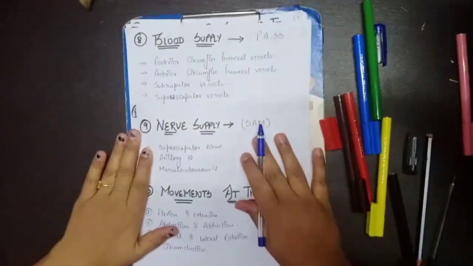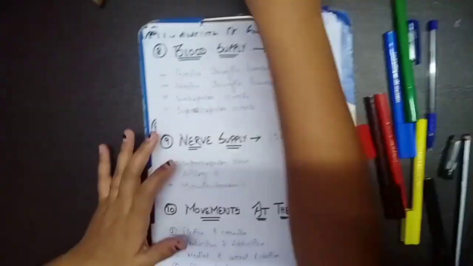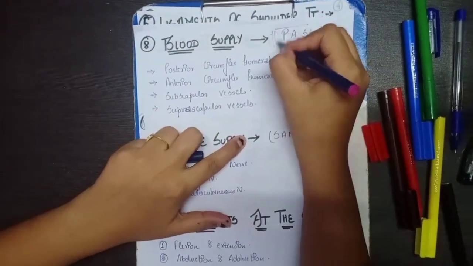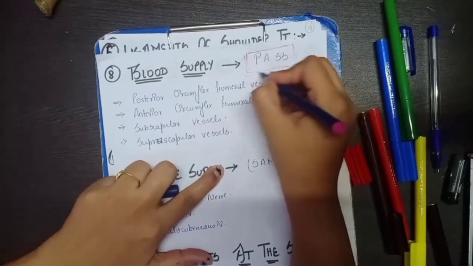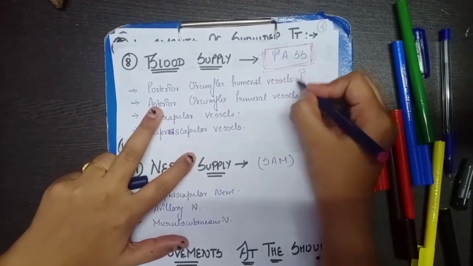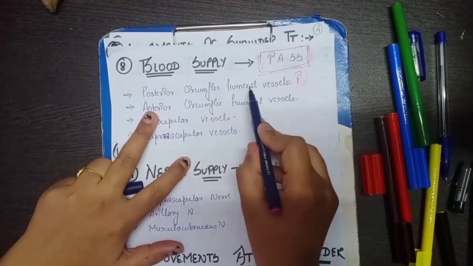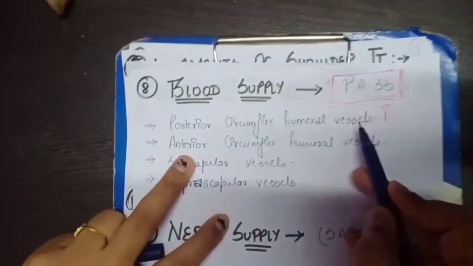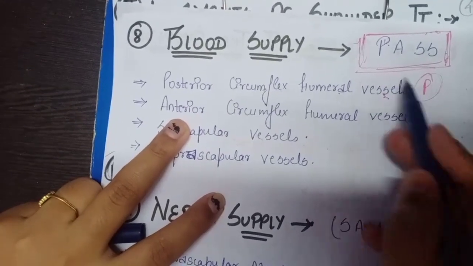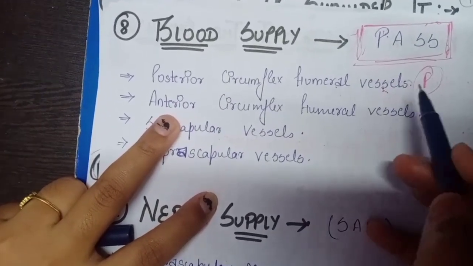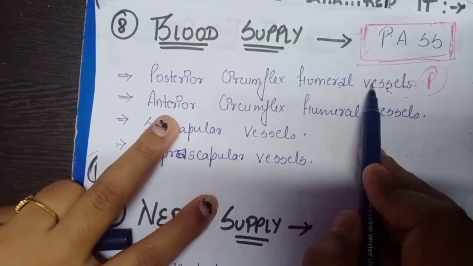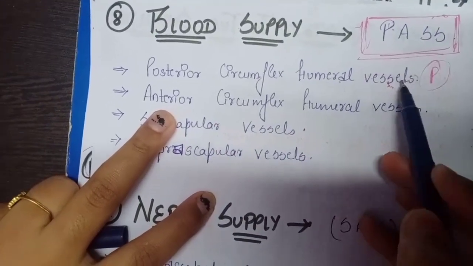For blood supply, you can remember the mnemonic PASS. Okay, this is the mnemonic that you can remember. So for P, this is posterior circumflex humeral vessels. Vessels means artery as well as vein. We say vessels for artery and vein. So it is posterior circumflex humeral artery and vein. So in short, we are saying it vessels.